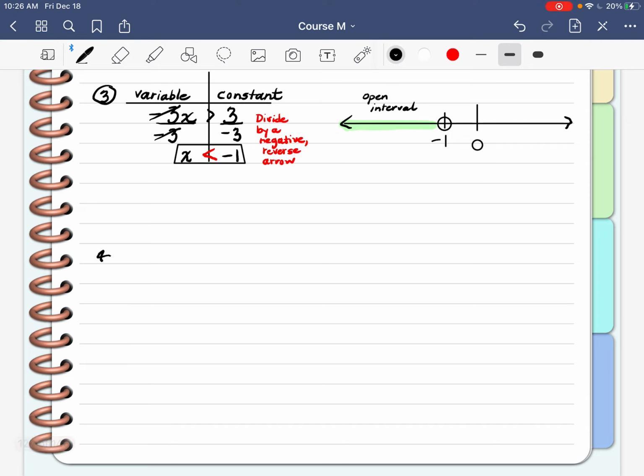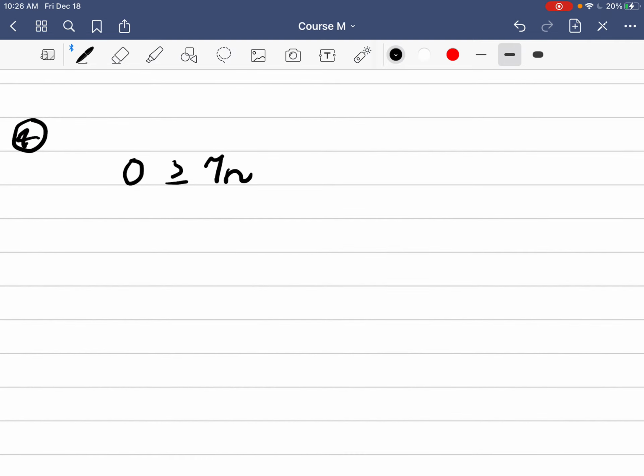Okay, number 4. We have 0 is greater than or equal to 7n. So let's draw the power t. Decide which side is constant and which side is variable. And then what needs to move? And it is the 7.